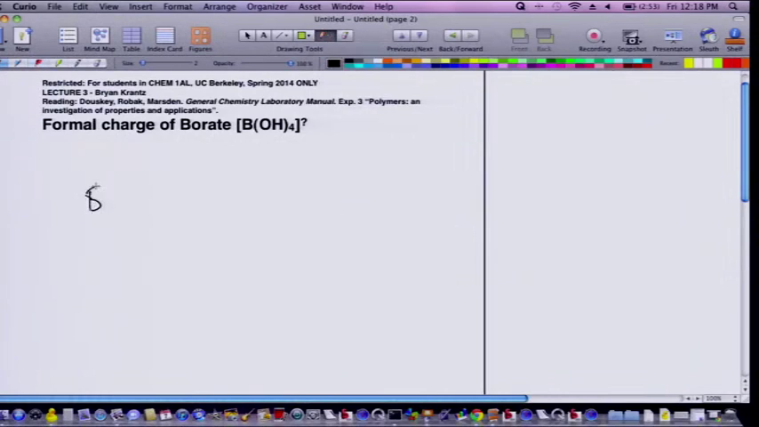So borate looks like this. As you can see, it has 4 OH groups around it. And the question is, well, what is the formal charge of this thing, the various positions? Because of its symmetry, we only have to consider oxygen, hydrogen, and boron. And we'll do the boron first, since we haven't run into that guy yet.